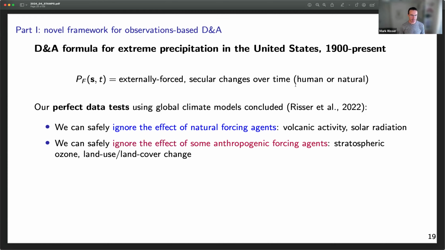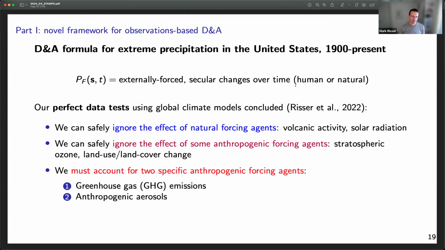Similarly, we can ignore some human anthropogenic forcing agents. Specifically, we can safely ignore stratospheric ozone and changes to the land surface. However, there are two things that we definitely cannot ignore. A message emerged very clearly from the models, and it's a surprise to no one, but the two things that we do need to account for are greenhouse gas emissions and anthropogenic aerosols. So these two are the main players when we're talking about changes to extreme precipitation over the United States in the last century.